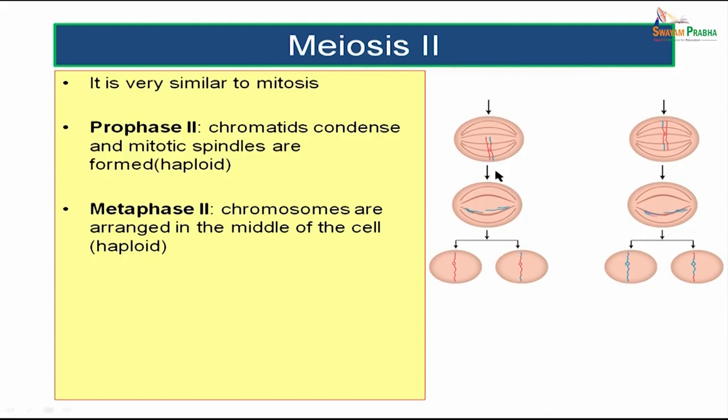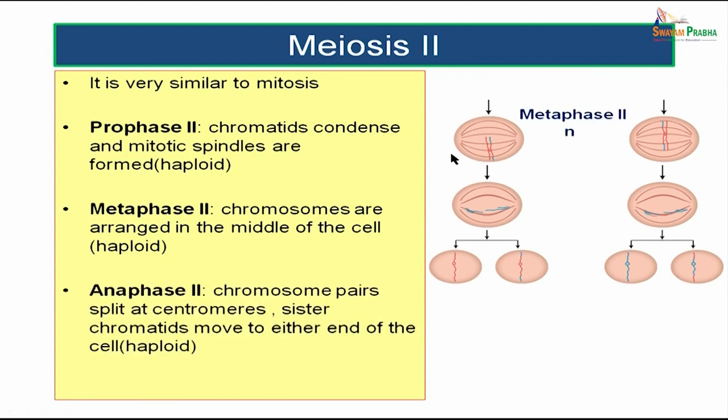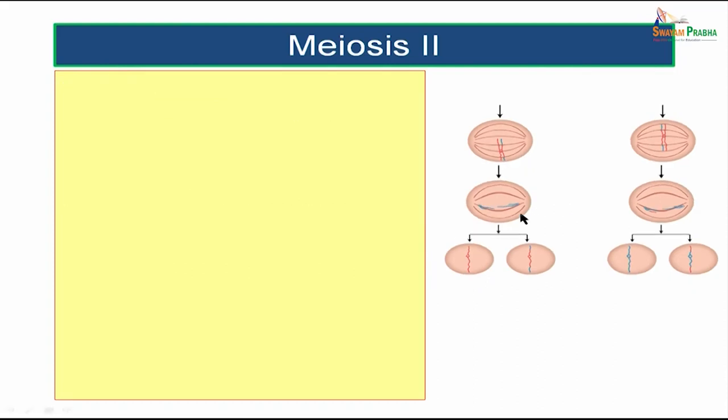Now we have metaphase 2, where there will be the formation of mitotic spindles, and the next stage is anaphase 2, where the chromosome pairs are split at the centromere, because up to this point we can see that the chromosomes are paired with two sister chromatids. At anaphase the chromosomes split at the centromeres and the sister chromatids will move on to either end of the cell, and it is again haploid.